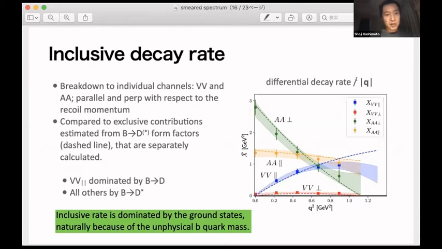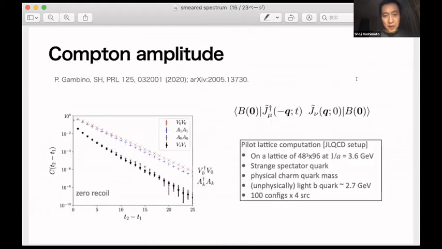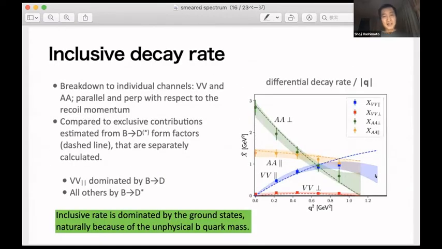And this is the particular example for B to charm decay, but the charm quark mass is physical, but the B quark mass is unphysically light. So unfortunately, it doesn't correspond to the physical situation. But in this study, we look at this artificial setup and obtain this result.